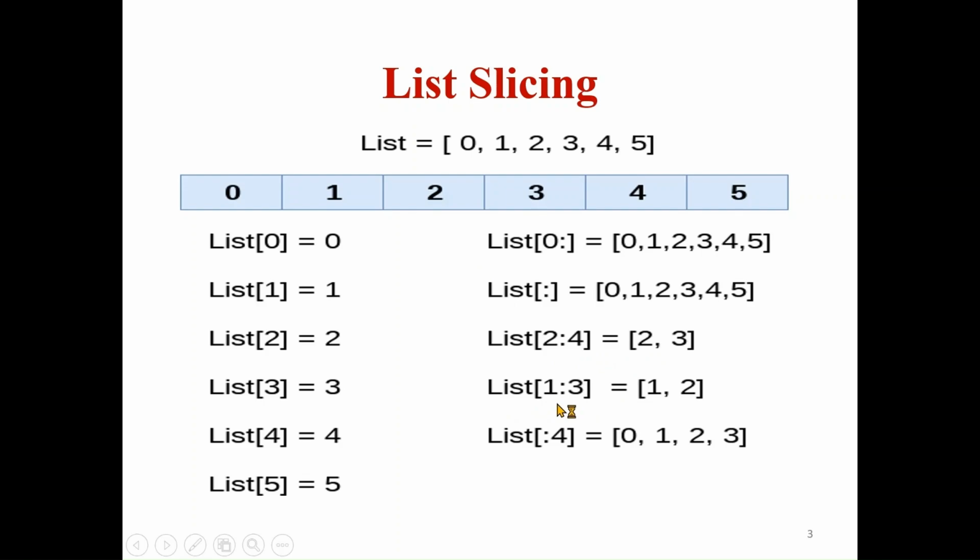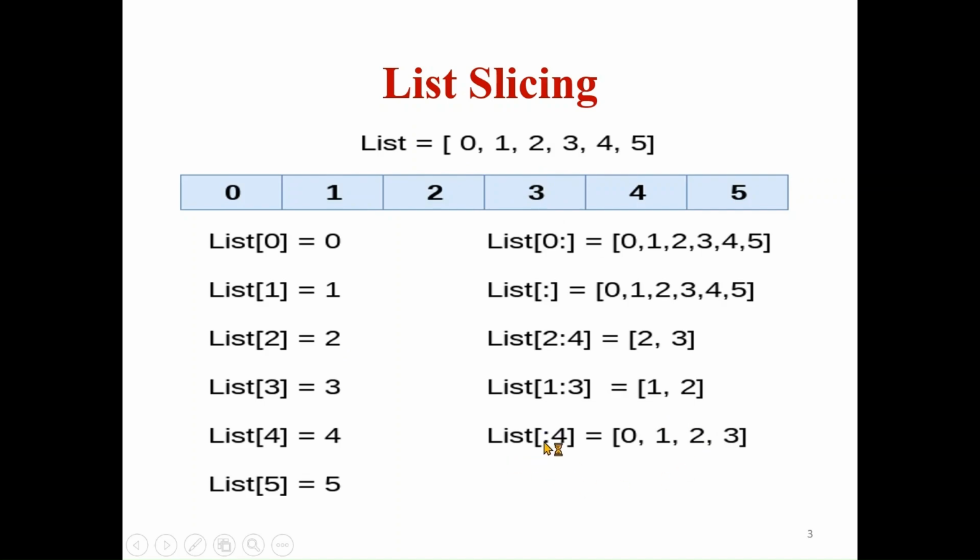Now if you see 1 colon 3, 1 is the starting index, the ending index is 3. So you are going to get only the index 1 value and the index 2 value. 3 is not considered, right? So this is the index 1 value, you get 1. This is the index 2 value, you get 2, but 3 is not considered. So you can see only 1 and 2 as the output.